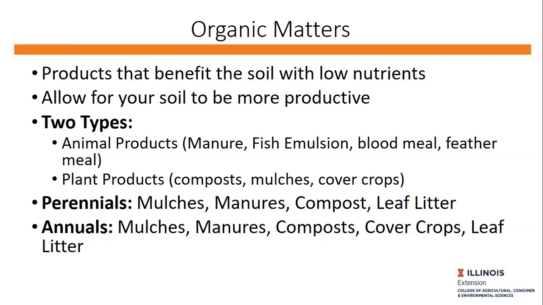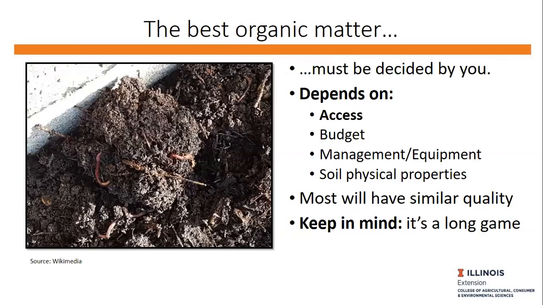For your annual organic matters, mulches, manure, compost, cover crops, and leaf litter. Really, the difference here is I'm adding cover crops. Cover crops are those that would benefit an annual growing system much more than a perennial system. And this is not perfect. I think every situation is a little bit different when it comes to it. And you may find that it is that depending on what you have and what you have access to.